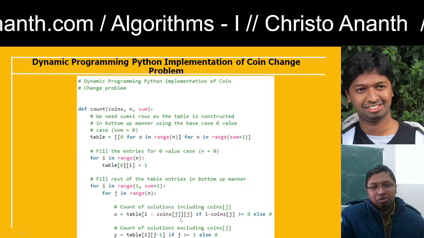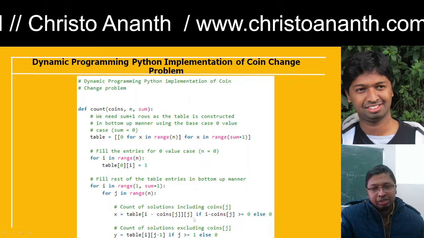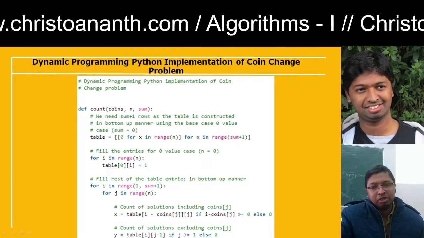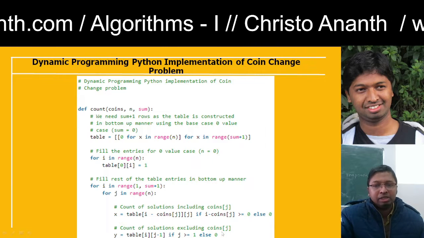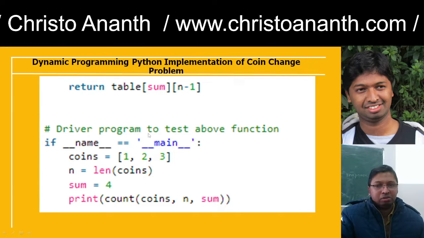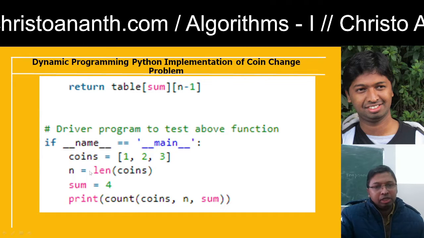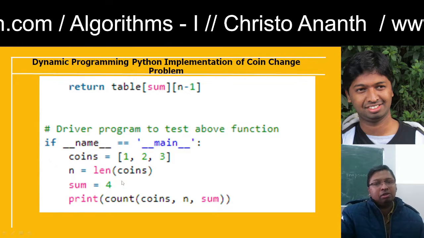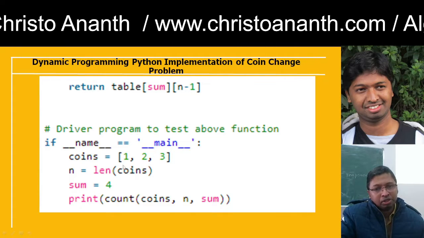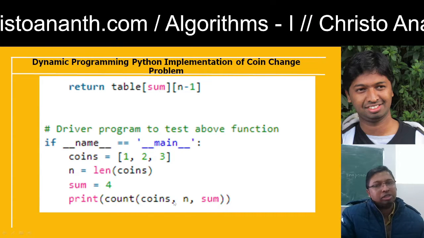Then you count the solutions excluding the coin of j. First we included the coin of j, next we excluded the coin of j. So y is equal to table i j minus 1 if j is greater than or equal to 1, else 0. Finally you return the table sum n minus 1. Coins 1 2 3, n is the length of the coins. Here you'll have 4 possibilities, with sum equal to 4. That is how you print the count of coins n sum.